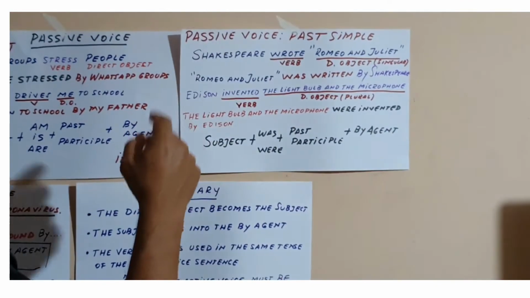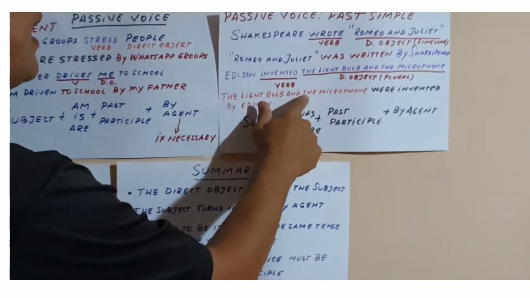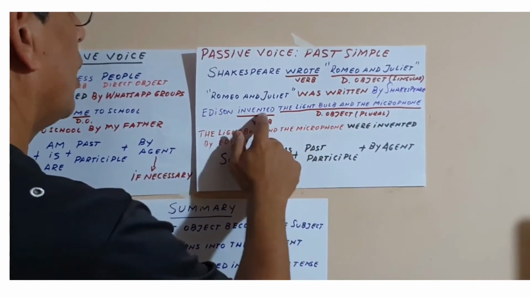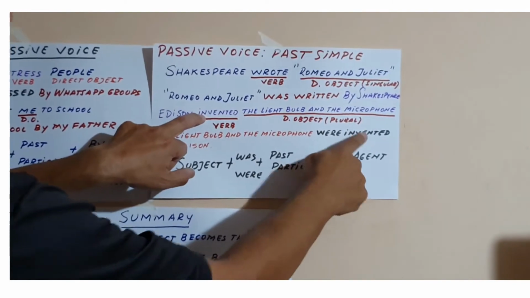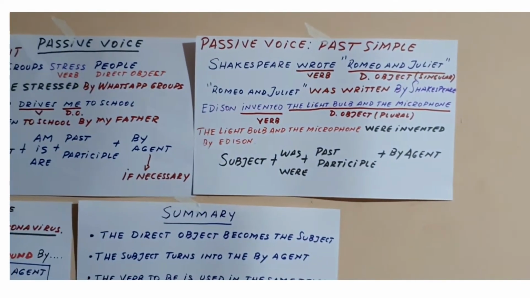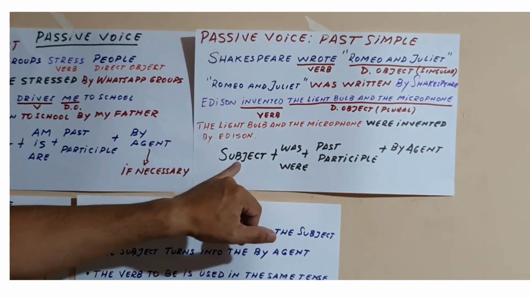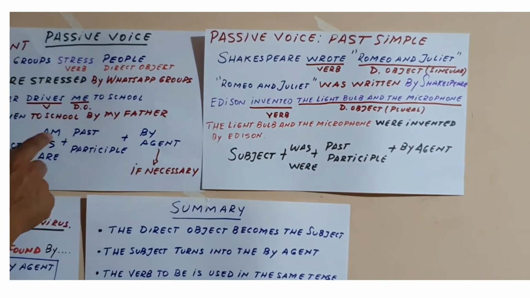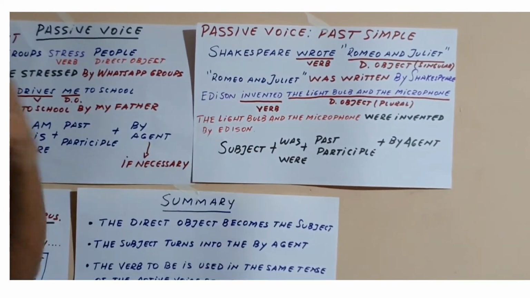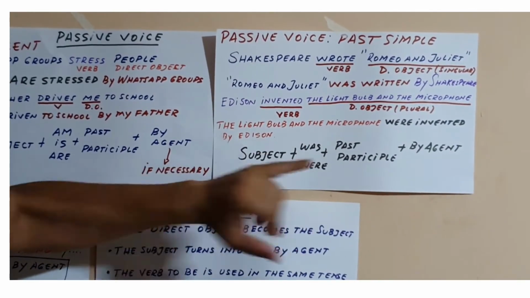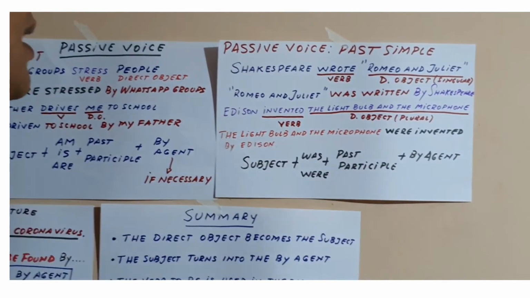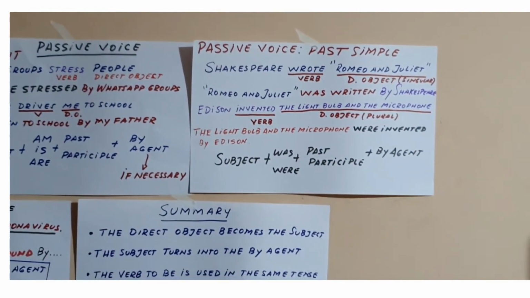Acá tenemos dos cosas. So, the light bulb and the microphone were. Ya no voy a poner was, sino were. El verbo, acá ya está en tercera columna, no hace falta cambiarlo porque está en pasado y irregular. Were invented by Edison. So, in the simple past, we have the subject. Después del sujeto ya no voy a poner am, is y are. ¿Por qué? Porque voy a respetar el pasado. Was o were. Was cuando el sujeto sea singular, were cuando sea plural, plus the past participle. Siempre el participio pasado más el by agent, if it is necessary.